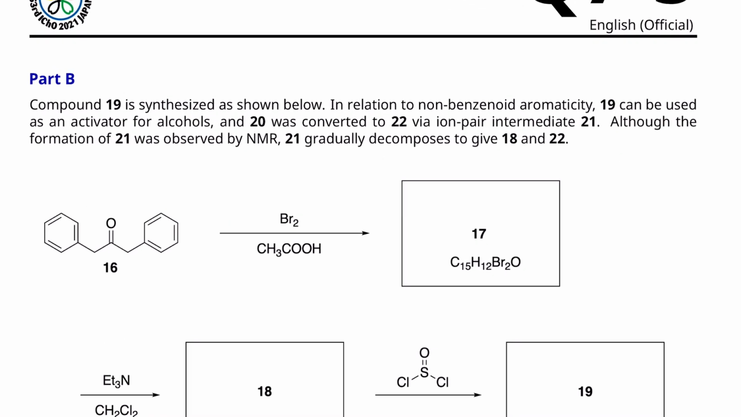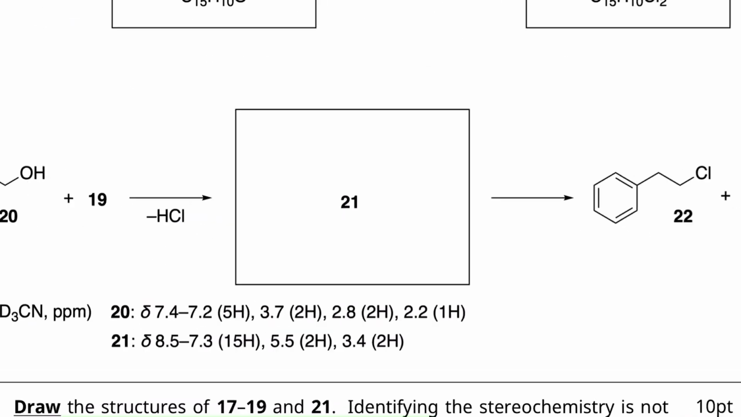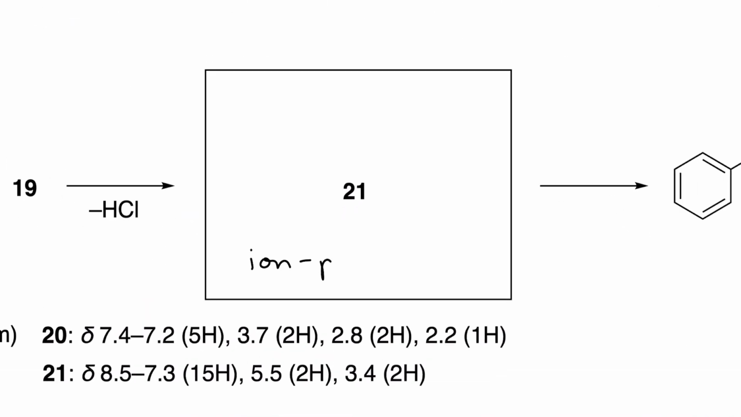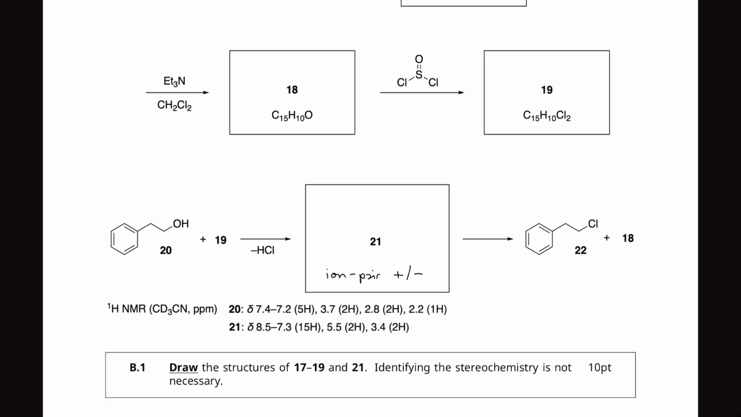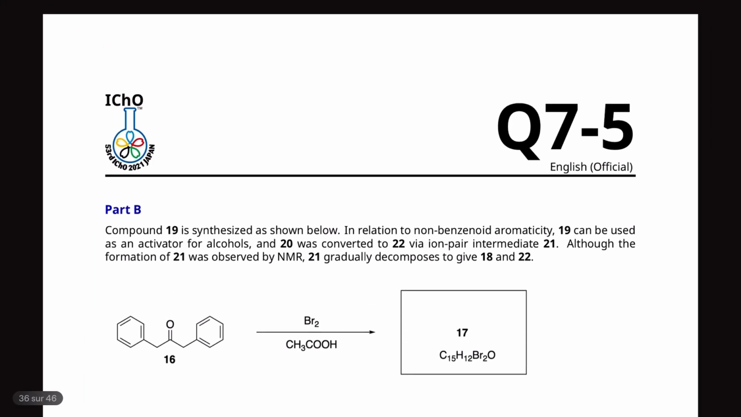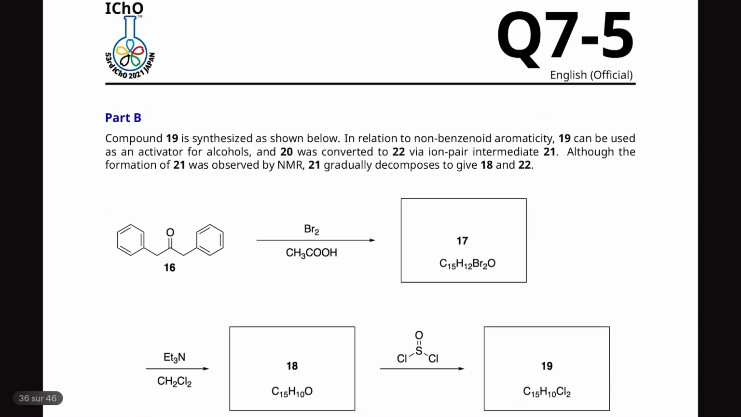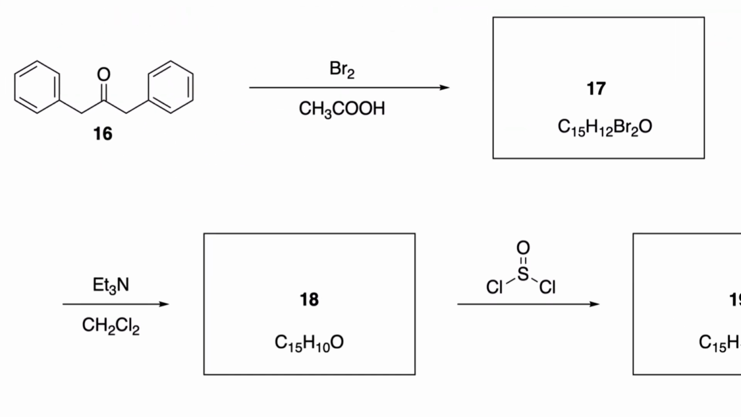So compound 19 is synthesized as shown below in relation to non-benzenoid aromaticity. 19 can be used as an activator for alcohols, and 20 was converted to 22 via ion pair intermediate 21. So we know that 21 is an ion pair, so it has a positive and a negative, a cation and an anion. So it's kind of a salt. Although the formation of 21 is observed by NMR, it gradually decomposes to give 18 and 22. Okay, great. So let's start.